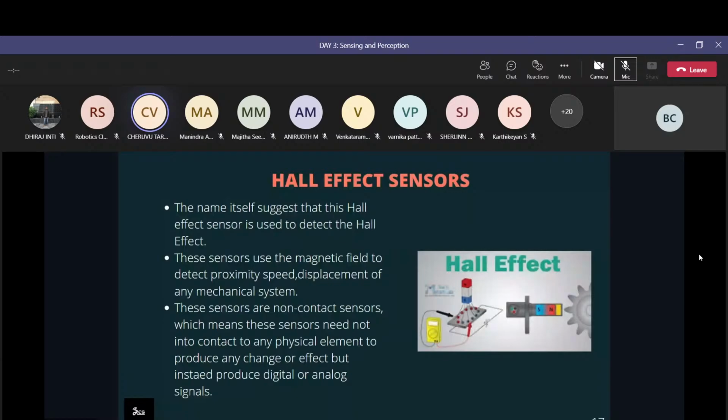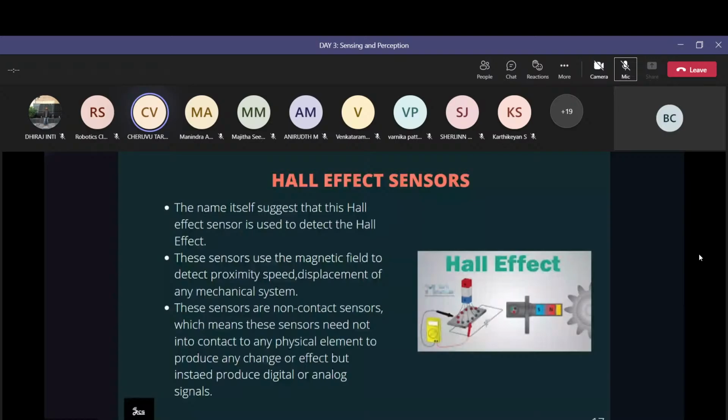Thereby, these sensors are non-contact sensors. You're not bringing the Hall effect sensor in contact with the semiconductor, or the voltage calculator, or the magnet, or anything. It need not come into contact with the wire, the conductor, or anything. It is a non-contact sensor, and with the help of the magnetic field, based on the Hall effect principle, it will detect the proximity, speed, and displacement of any mechanical system, right?